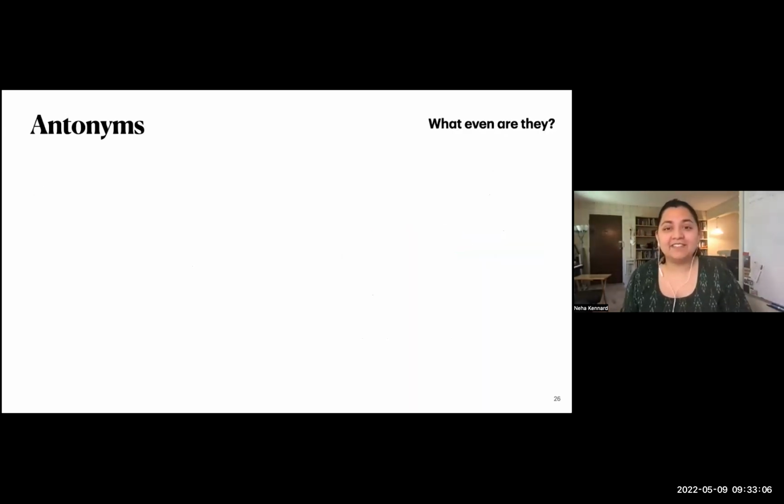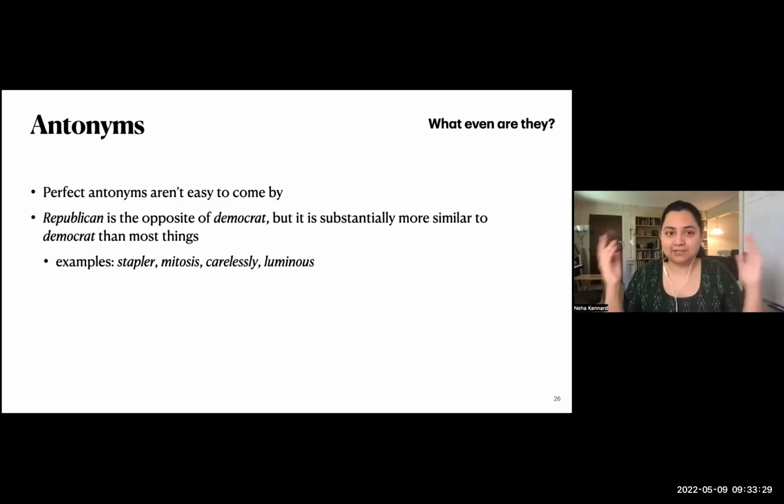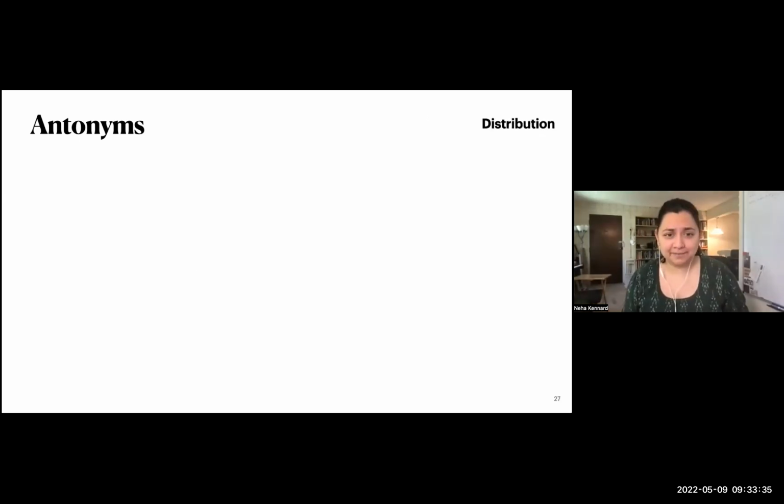Okay, and now I get to talk about another thing that I find really fun, which is antonyms. It turns out that they're not as easy to describe as the opposites that we talk about in kindergarten. Perfect antonyms aren't easy to come by, like tall and short and, I don't know, fast and slow. For example, Republican is the opposite of Democrat, but it's substantially more similar to Democrat than most things like stapler or mitosis or carelessly or lumen. I just like naming words. But yeah, those two words are actually quite similar.